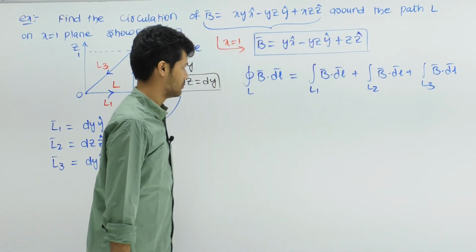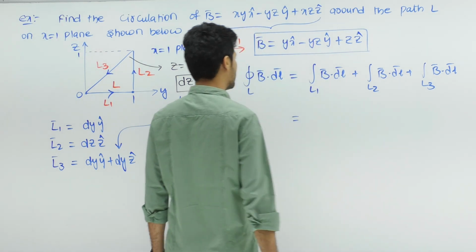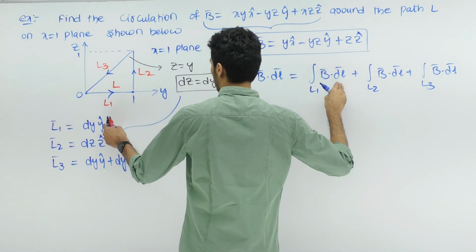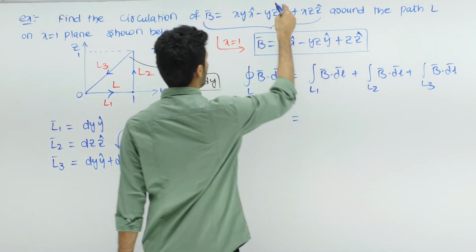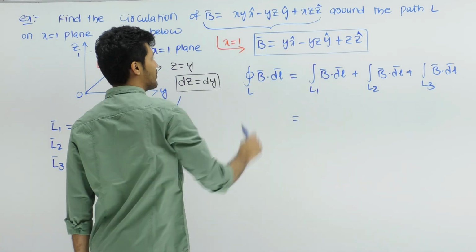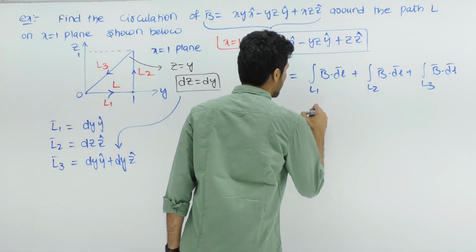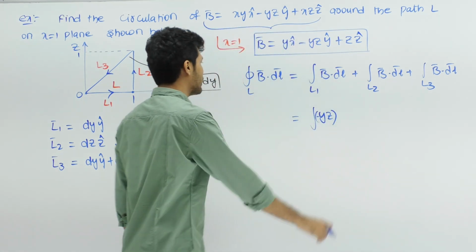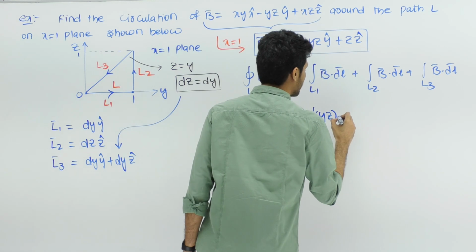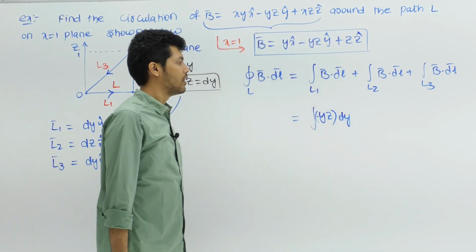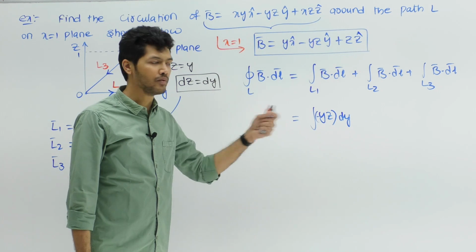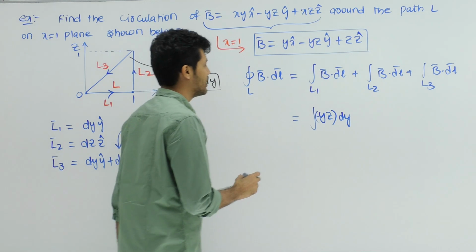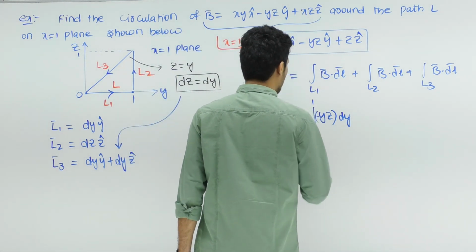Now the first integral can be written as follows. If you notice, in the first path dl bar is along y cap only. So let us take only the y cap component, which here is minus yz. So it becomes minus yz into dl bar, and dl bar is dy. So this is into dy, and the value of y along the L1 path changes from 0 to 1. So the integration is from the initial point to the final point.